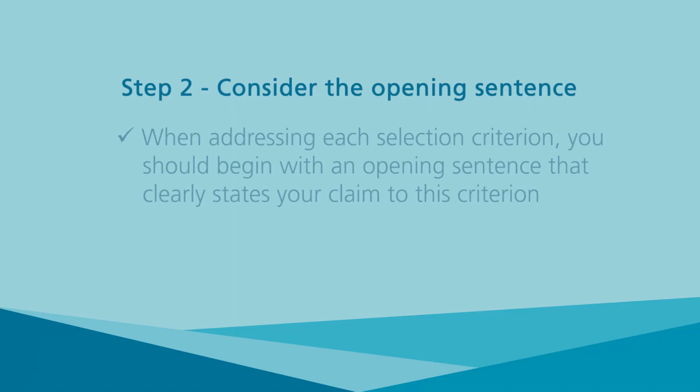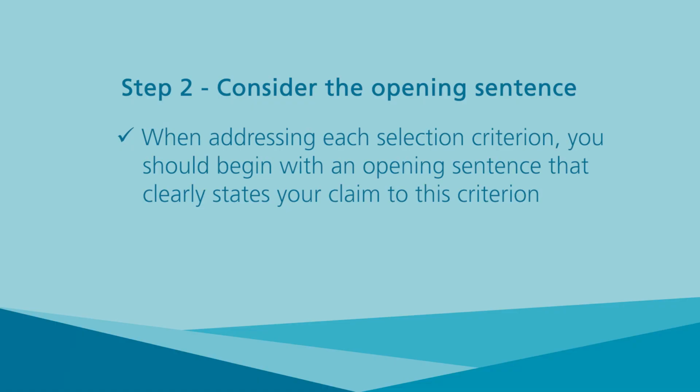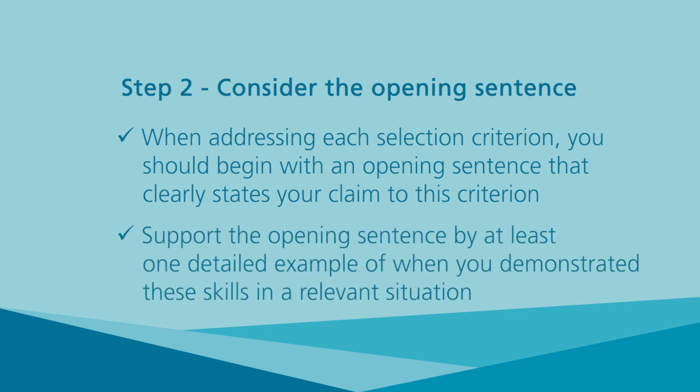All right, so on to step 2, the opening sentence. Now I assume we're not going to be starting with once upon a time. Definitely not. Keep the fiction and poetry for a job that needs it. When addressing each selection criteria, you should begin with an opening sentence that clearly states your claim to this criterion. For example, I possess strong written communication skills which I have developed over the course of my career. This opening statement then needs to be supported by at least one detailed example of when you demonstrated these skills in a relevant situation, such as a former job or in a volunteer commitment.